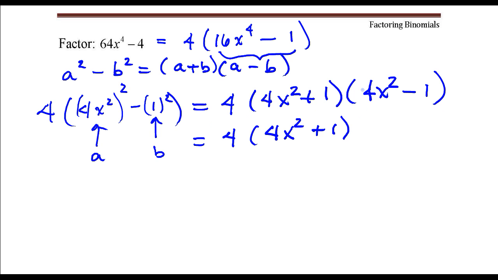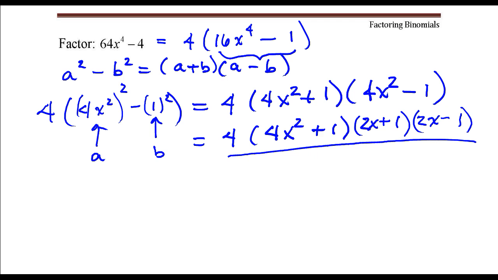4x squared, that's a perfect square of 2x. And 1, again, is a perfect square of itself. And according to that factoring formula, one's a sum and one's a difference. And this is the complete factorization.